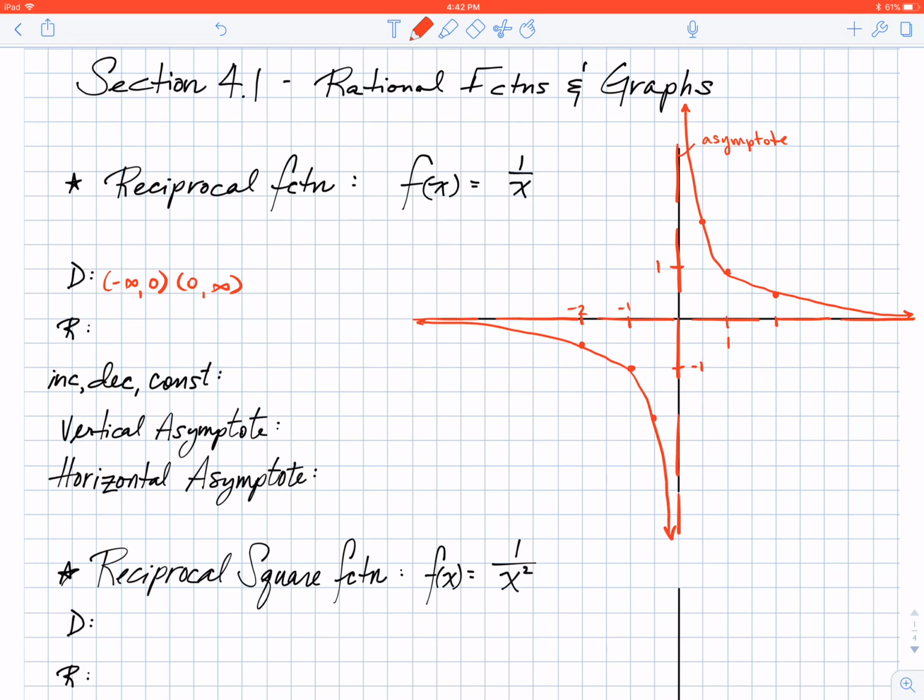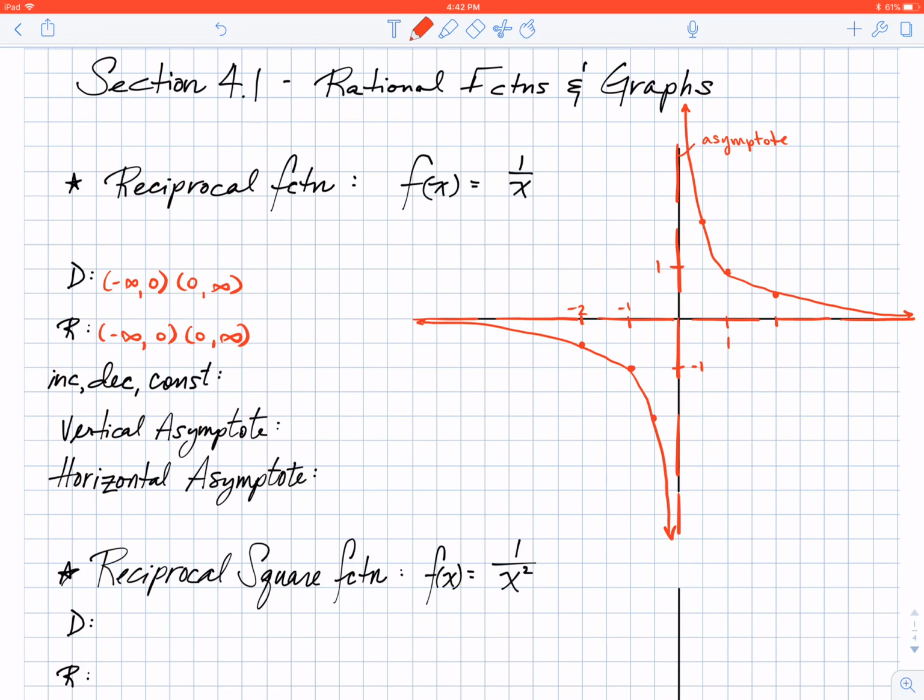My range begins at the bottom. So at the bottom, I have, again, -infinity up to 0. I have to hop over that horizontal asymptote, and we're going to go from 0 to positive infinity.